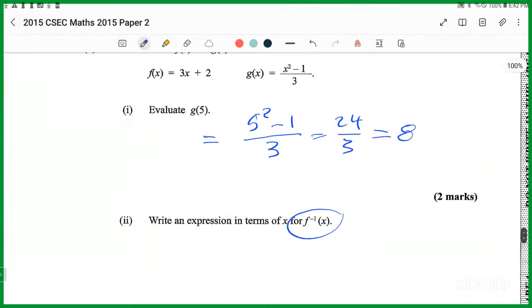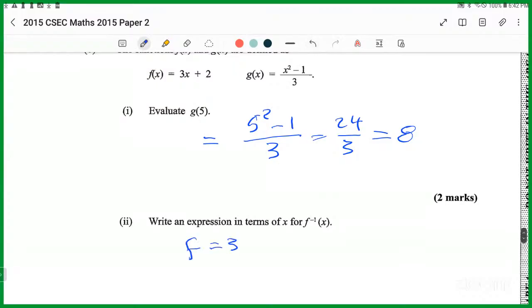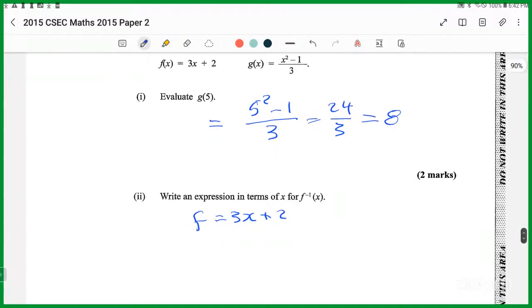Next part wants f to the minus 1, so we're doing the inverse of this function. Let's start by saying f equals 3x plus 2, and I'm going to inverse it. Let me put it in a different color. When we inverse it, this f, which is range, becomes domain on the inverse function. This x, which is domain, becomes range on the inverse. So it's 3 times the range on the inverse, f to the minus 1, plus back this 2.